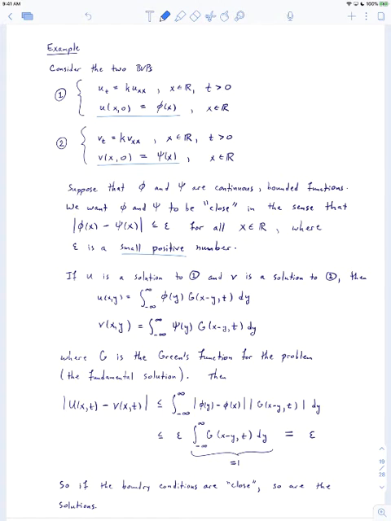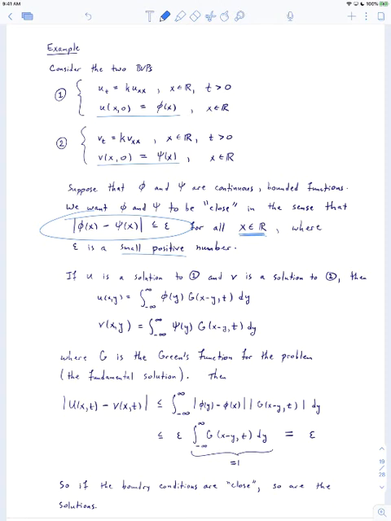That means their difference is never large. They're always close to one another. So we're going to assume that phi and psi satisfy this relationship: the absolute value of phi of x minus psi of x is less than or equal to epsilon for all x. Okay, so if u is a solution to 1 and v is a solution to 2, then we actually know how to write down the solution because we've solved Cauchy's problem for the heat equation.